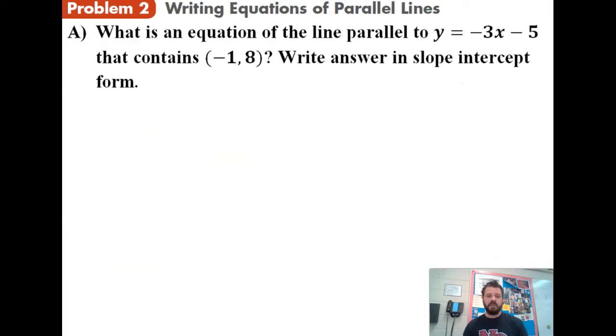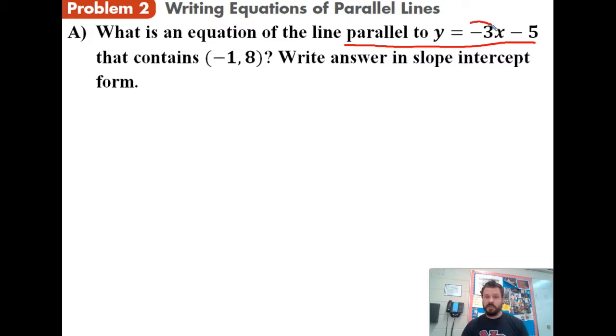Next, we're going to write equations of parallel lines. Let's read through this and talk about what's going on. Problem 2 part A says, what's the equation of a line parallel to y equals negative 3x minus 5 that contains the point negative 1, 8? Write your answer in slope-intercept form. This is just like some questions we did in the previous section where we write the equation of a line. The difference is that when I say parallel to a given line, that's just a different way of telling you what I want the slope to be. Rather than giving you 2 points or telling you what the slope is, parallel to gives you the slope.